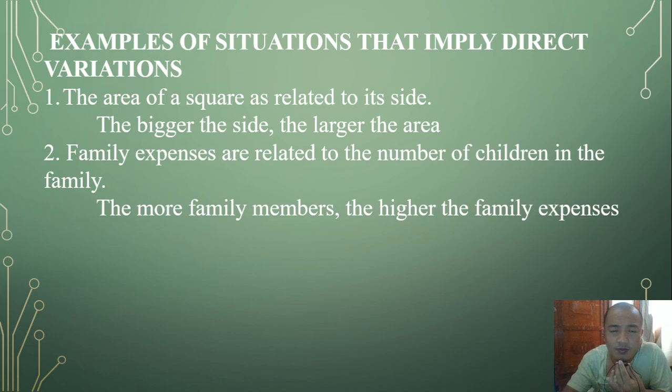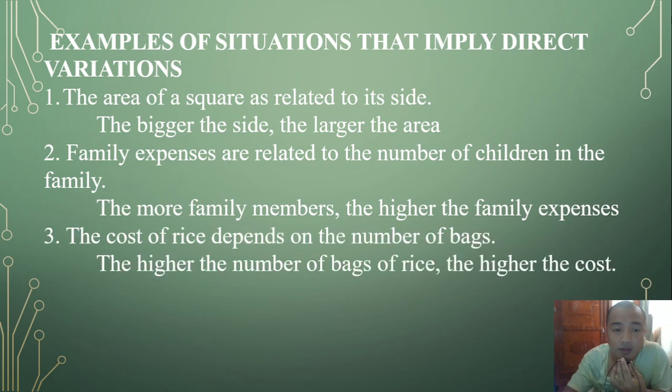Another, the family expenses are related to the number of children in the family. So it explains here that the more family members, the higher the family expenses. So mas maraming anak, mas marami yung family expenses, of course. Another, number 3, the cost of rice depends on the number of bags. The higher the number of bags of rice, the higher the cost.